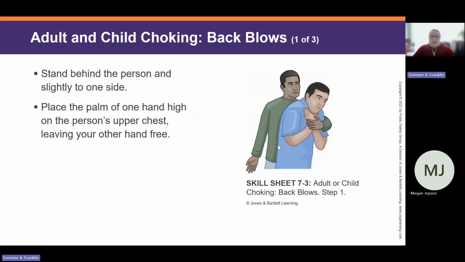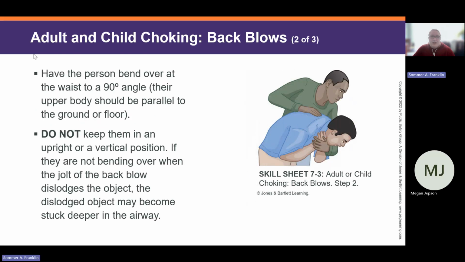Back blows, adult and child choking. Stand behind the person and slightly to one side. Place the palm of one hand high on the person's upper chest, leaving your other hand free. Have the person bend over at the waist at a 90-degree angle. Their upper body should be parallel to the ground or floor. Do not keep them in an upright or vertical position. If they are not bending over when the jolt of the back blow dislodges the object, the dislodged object may become stuck deeper in the airway.